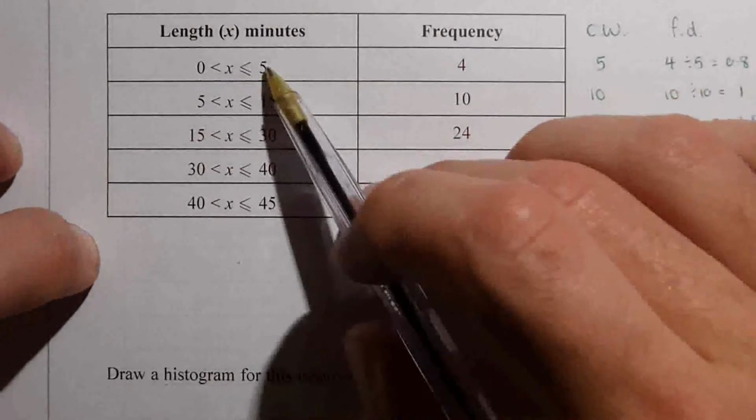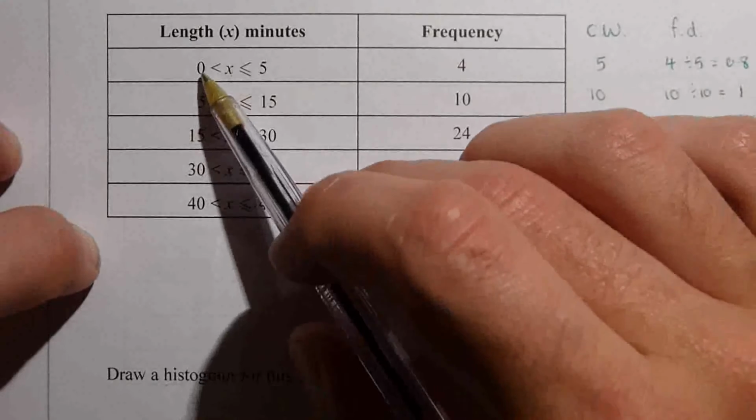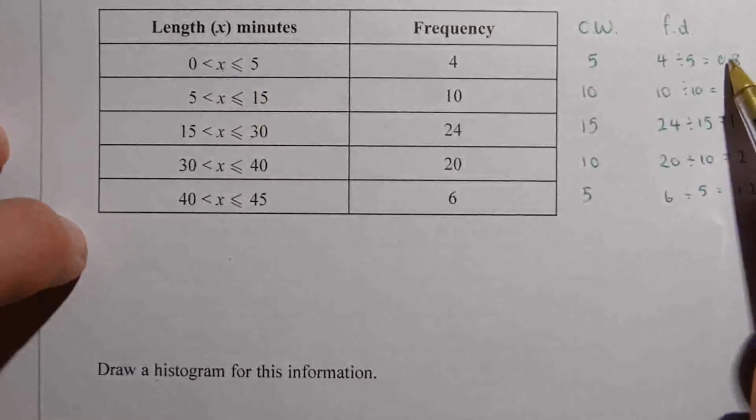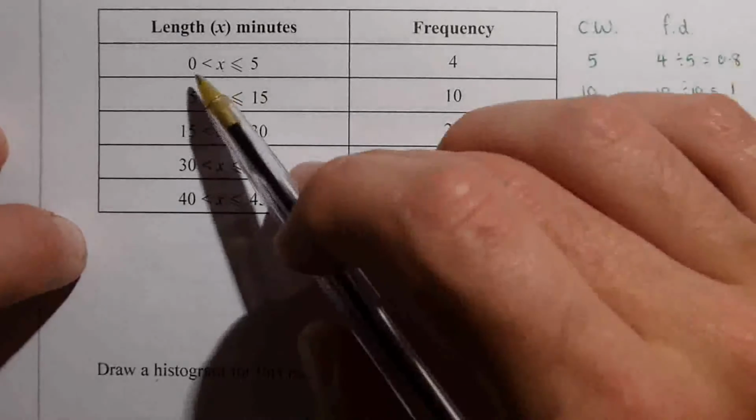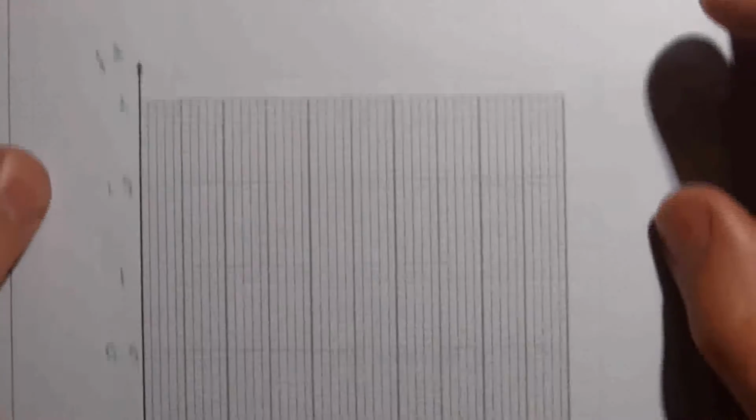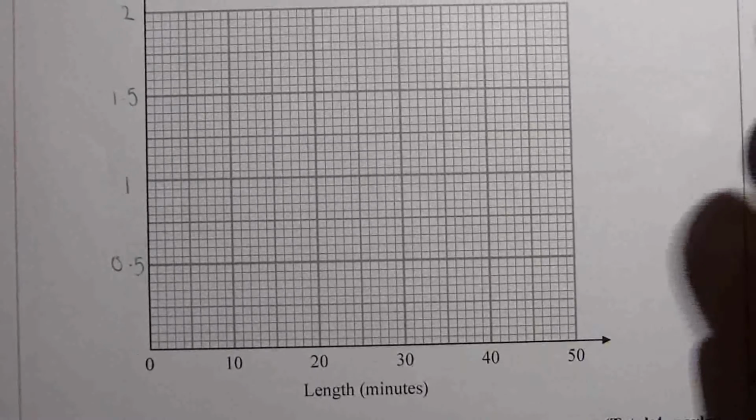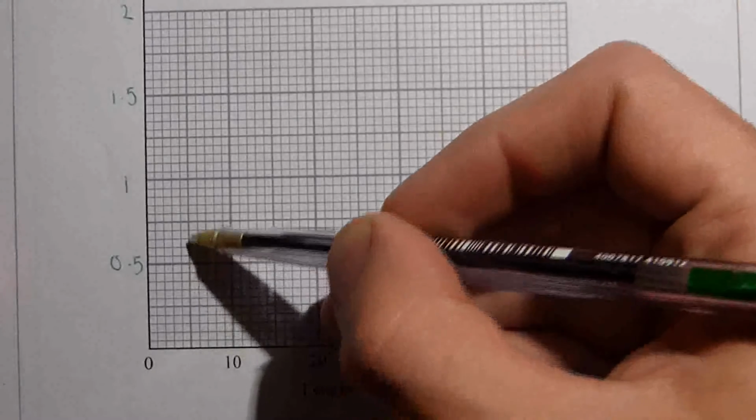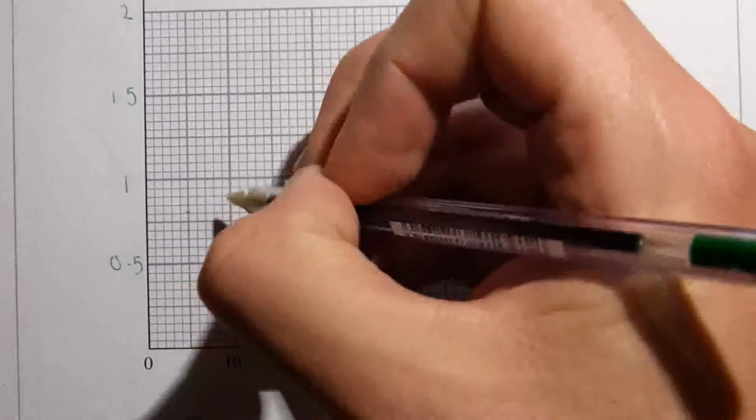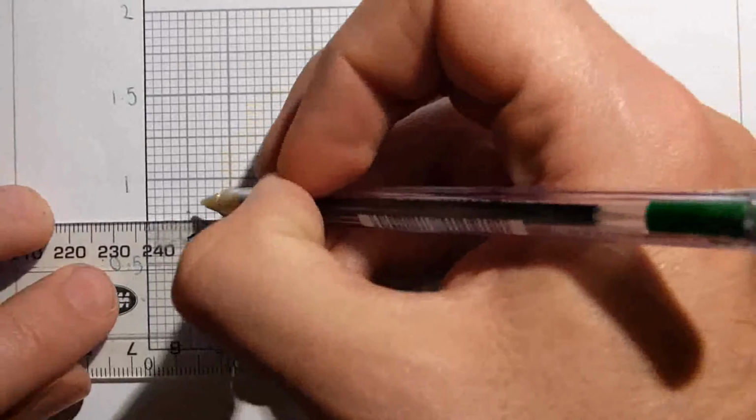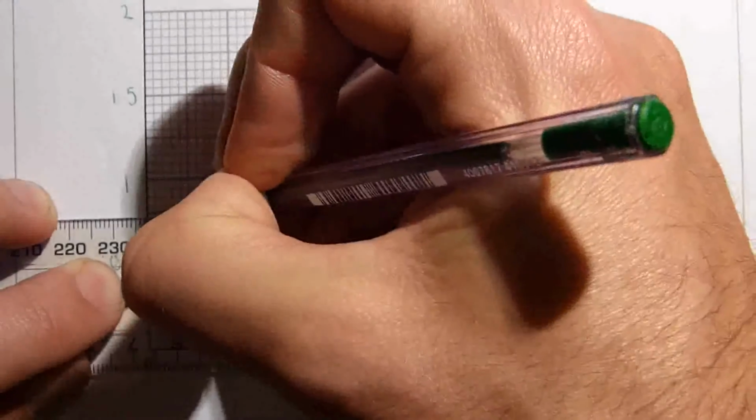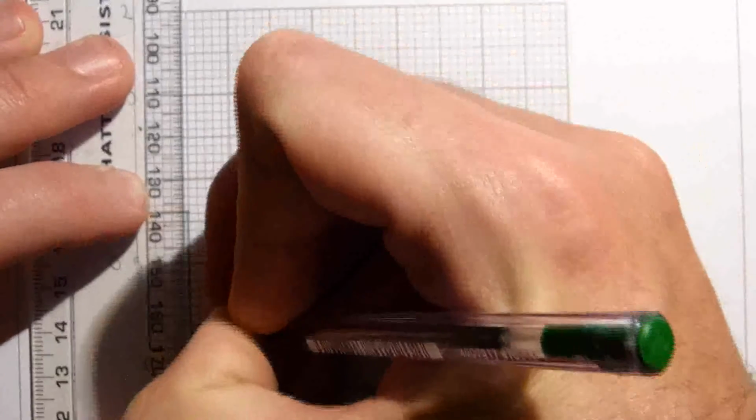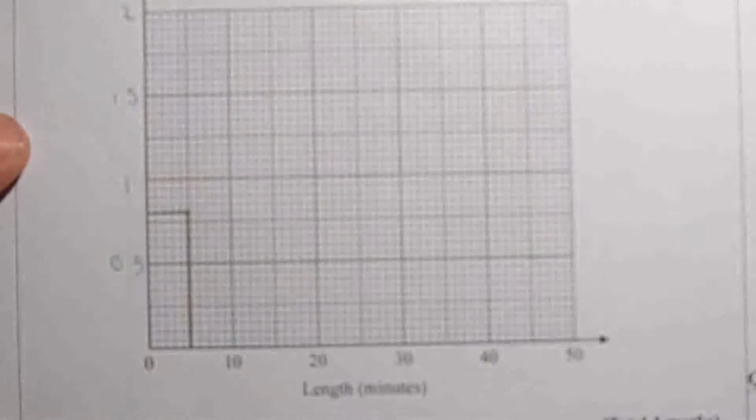So for each group, I need to use the width of the group across the bottom of the bar, and we'll go up to the frequency density up the side. So my first group goes from 0 to 5, and it needs to go up to 0.8. So 0 to 5 takes us to here, 0.5, 0.6, 0.7, it's going to be there. And that's our first one drawn in.